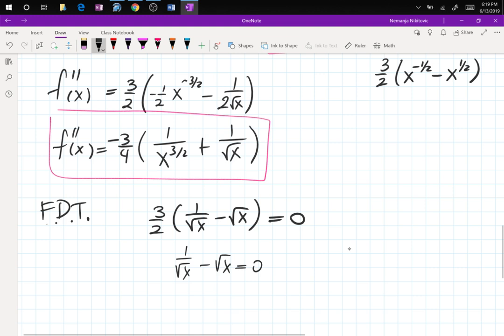What should we do? Other than cry. We could. Yeah, I can, but it's much easier if we move root x to the other side and then cross multiply. We get 1 equals x. So if x is 1, this thing works.